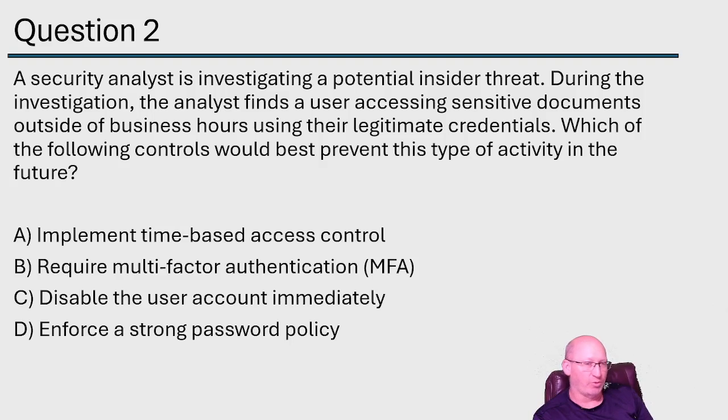Which of the following controls would best prevent this type of activity in the future? Prevent. Well, if we're trying to prevent something, then disabling their user account immediately isn't a prevention, right? Because that means that it happened and then we do it. That's not a preventive measure, that's a reactive measure. Implementing time-based access controls, that's a preventive measure. And so A would be our correct answer. A is the correct answer.